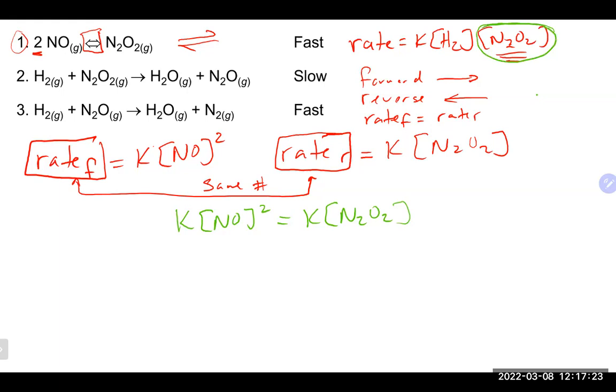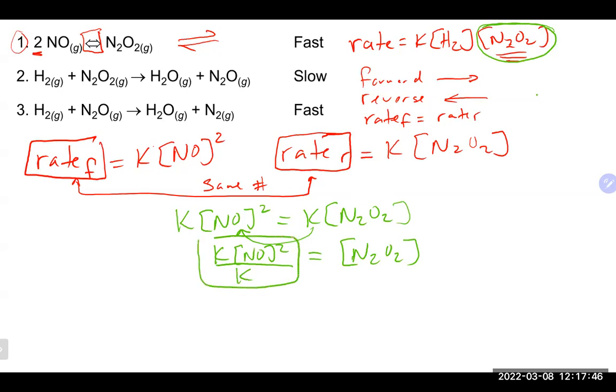Remember that the goal is we eventually want to figure out what this equals, right? The N2O2. I could do that now by dividing this to the other side. And that gives me that N2O2 will equal K NO squared divided by K. The whole purpose of what I just did is now I could take this entire thing, because it equals N2O2, and substitute it into my rate law up here for the second step.